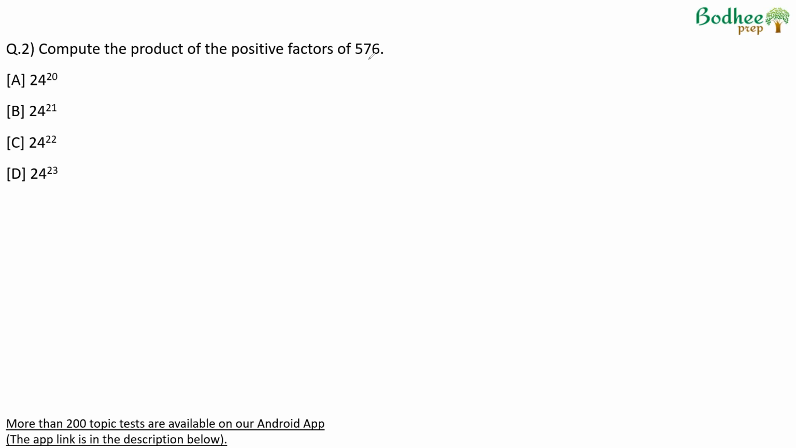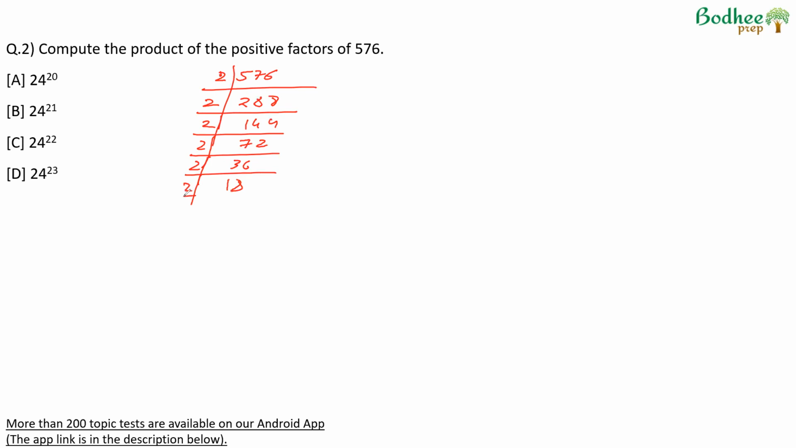Compute the product of the positive factors of 576. So what we do is, first of all, we try to factorize 576. 576 by 2 is 288. 288 by 2 is 144. 144 by 2 is 72. 72 by 2 is 36. 36 by 2 is 18. 18 by 2 is 9. And then 3 and 3.